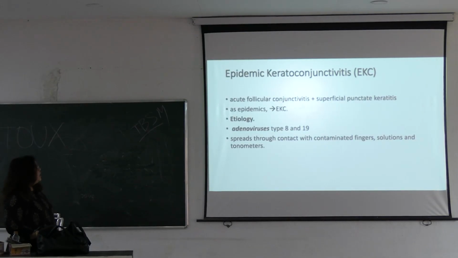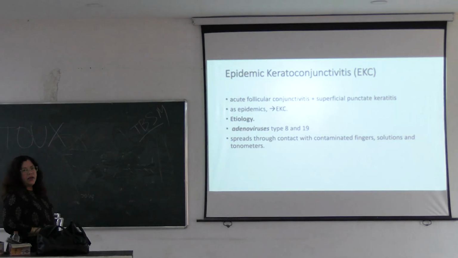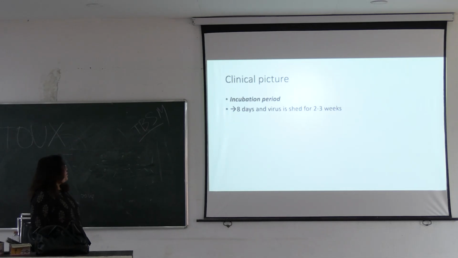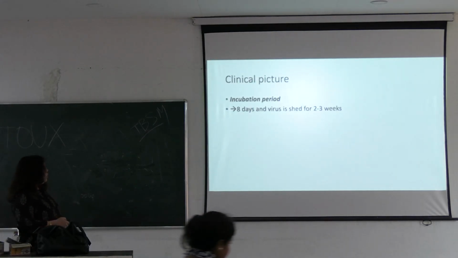and it occurs in the epidemic form. So that's why it is also called epidemic keratoconjunctivitis, and its other name is adenovirus follicular conjunctivitis. Serotypes affected are adenovirus 8 and 9, and it is spread through direct contact, contaminated fingers, solutions or tonometers. Then clinical picture: incubation period is 8 days and the virus persists for 2 to 3 weeks.